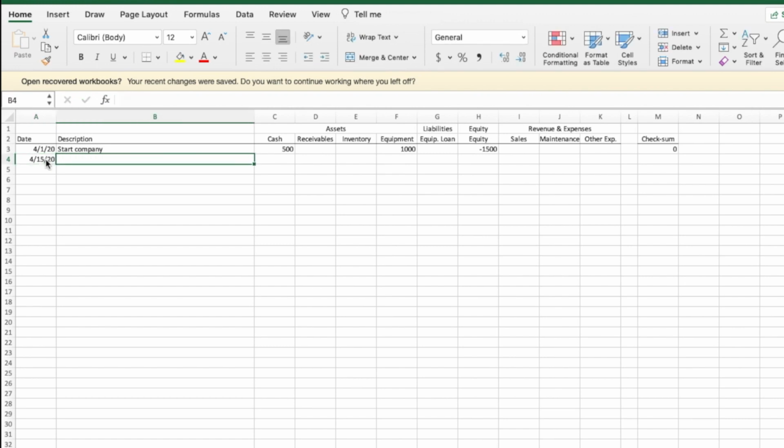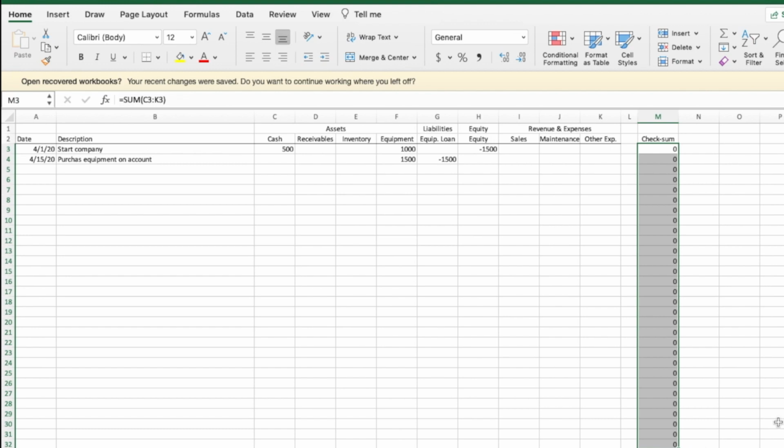So that helps. So on the 15th, we're going to purchase some more equipment with a loan or purchase it on account. So purchase $1,500 of equipment with a loan of $1,500. Now I'll run our checksum. I'm just going to drag this to the bottom so it's there for all the rest of my transactions. As you know, it should be zero, and it is.